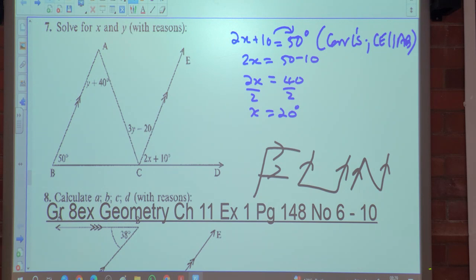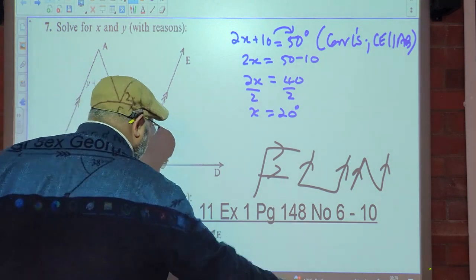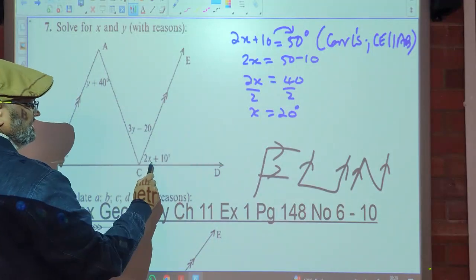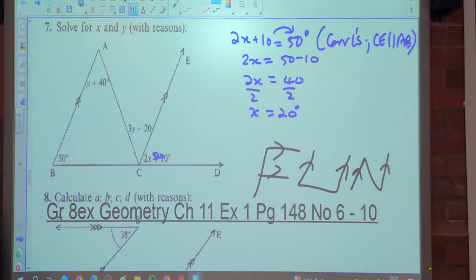So that's in our next chapter. We'll get it. People are going to calculate y. Now remember, if this is 20, then this angle is 50 as well, no? If needed. Okay, so no more 2x plus 10. We have a value for that now.